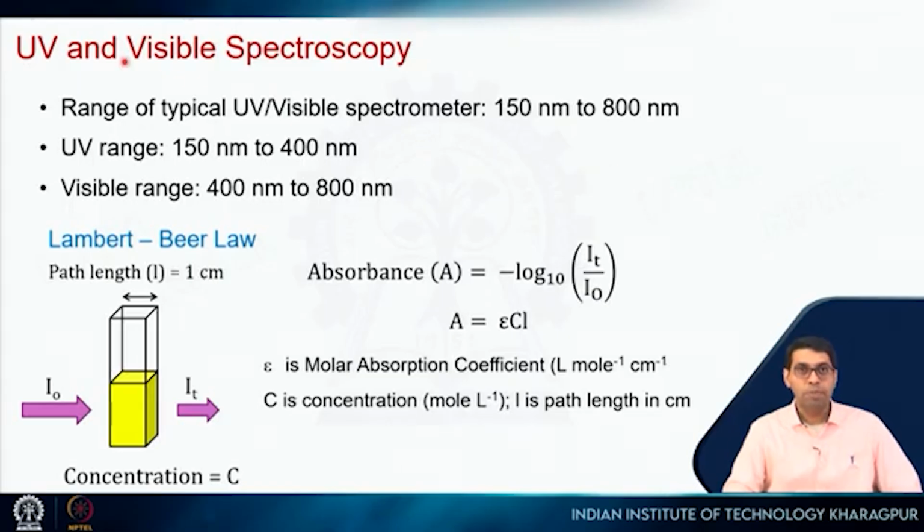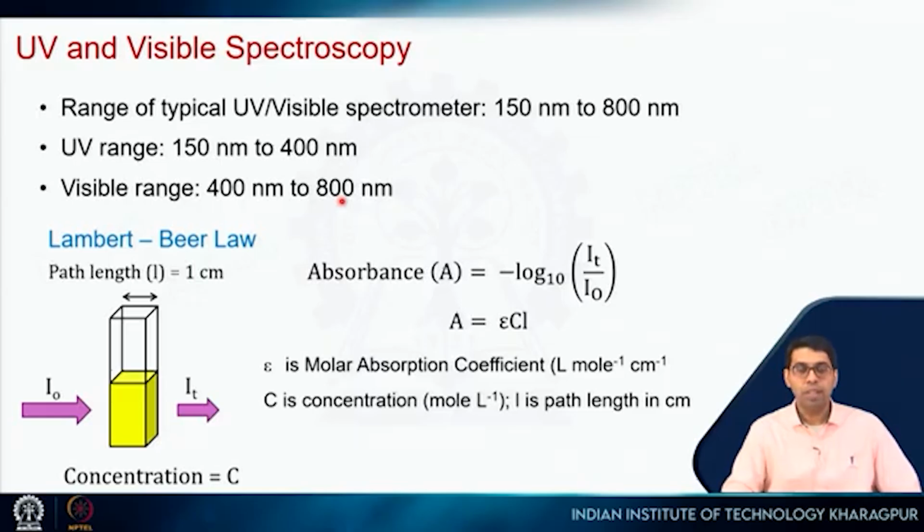So, what is UV visible spectroscopy? The range of a UV visible spectrometer, that is the instrument that is used for this spectroscopy, is typically 150 nanometers to 800 nanometers. The UV range is 150 to 400 nanometers and the visible range is 400 to 800 nanometers.